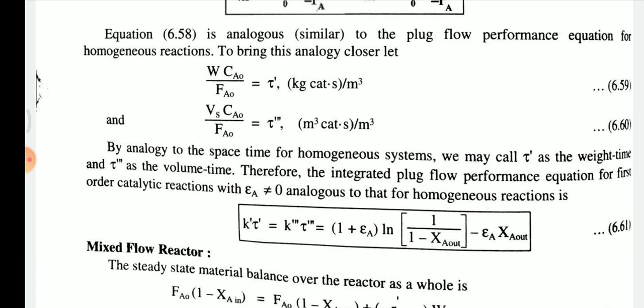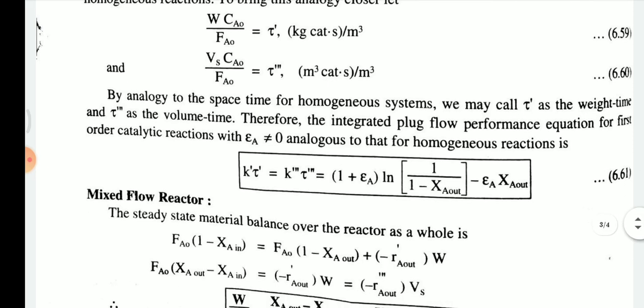So therefore the integrated plug flow performance equation for the first order catalytic reaction, summation of A EA not equal to 0, from the analogy to the homogeneous reaction, is K dash tau dash equal to K double dash tau double dash equal to 1 plus EA into logarithm of 1 upon 1 minus XA out, minus EA XA out. Okay, so homogeneous reaction.